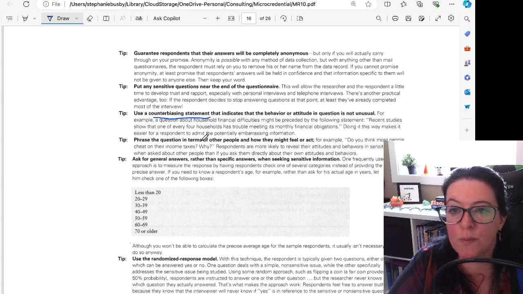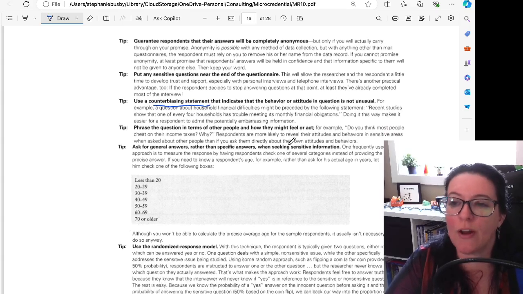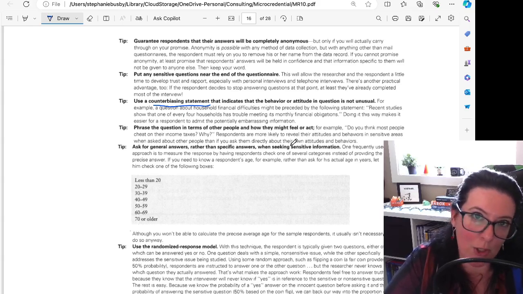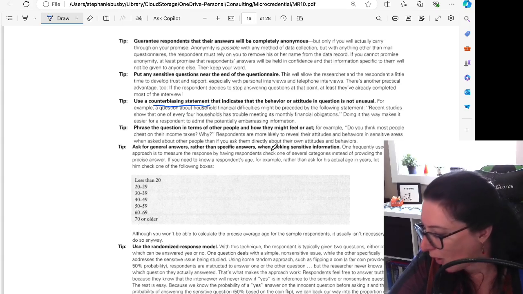Phrase the question in terms of other people and how they might feel. That's that third party. Do you think most people cheat on their income tax? So again, we're not talking about you and whether you cheat on your taxes. We're talking about how other people are.